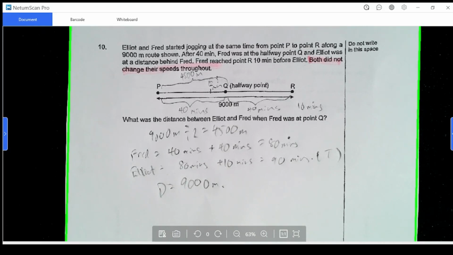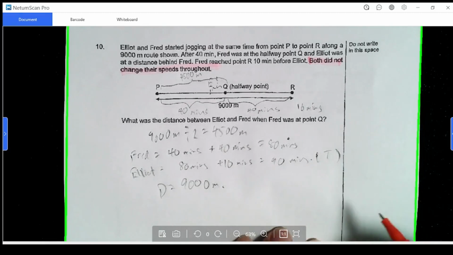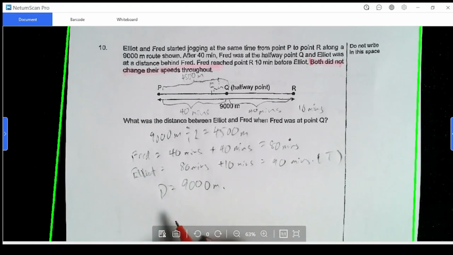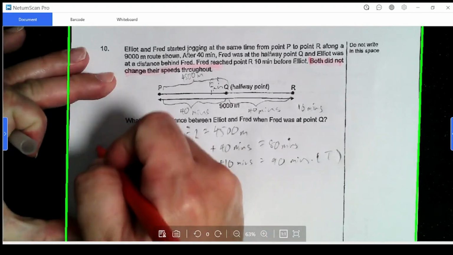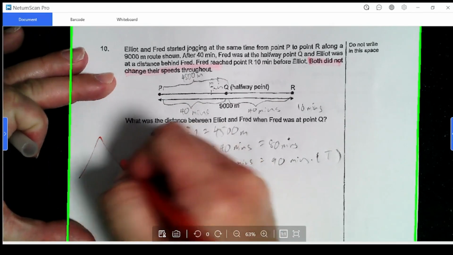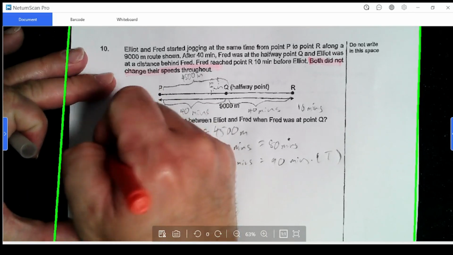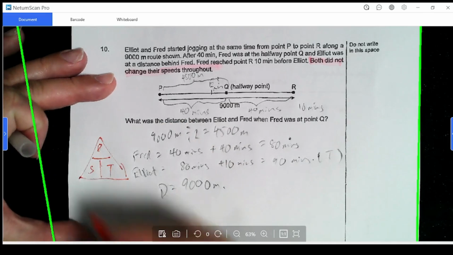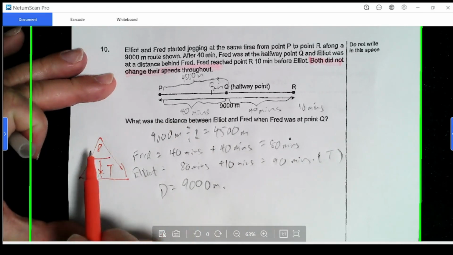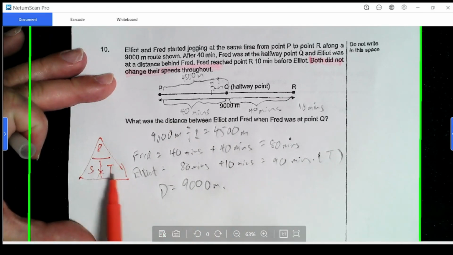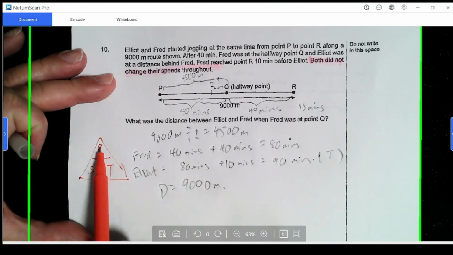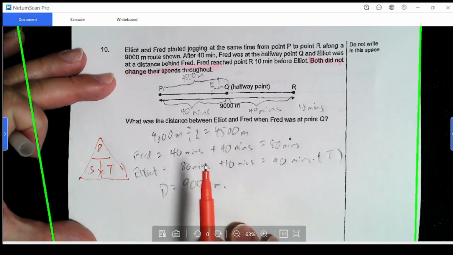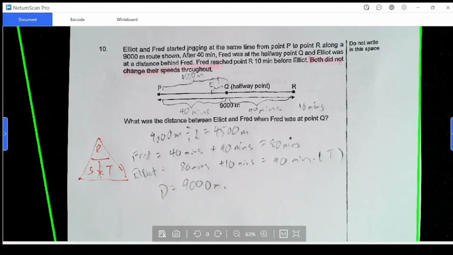Don't forget what I taught you. Very easy. I repeat again and again, okay? You need to know this all the way up to Sec 4. The speed triangle. You have distance on top. You have speed and time. Speed times time gives you distance. Distance divided by time gives you speed. Distance divided by speed gives you time.